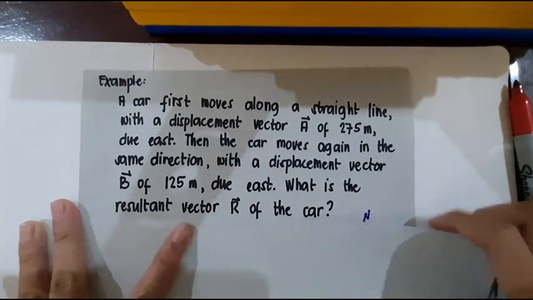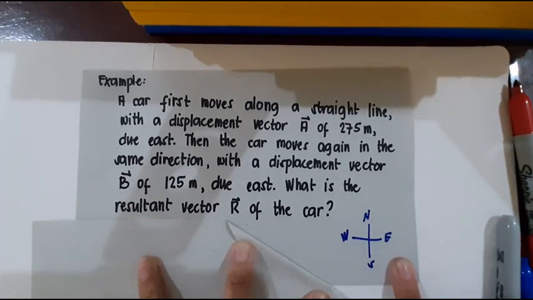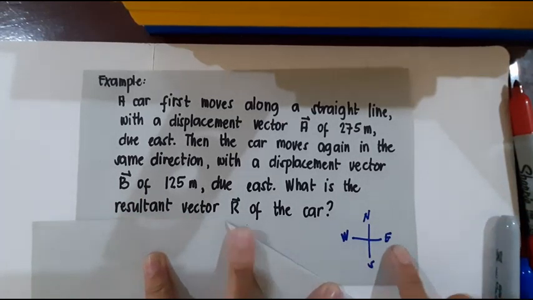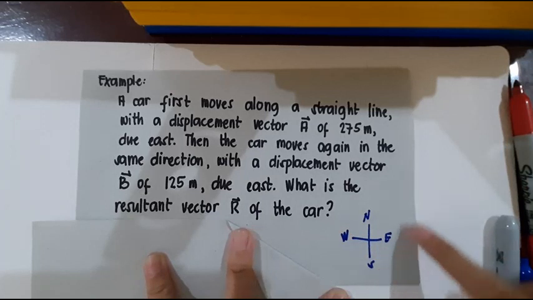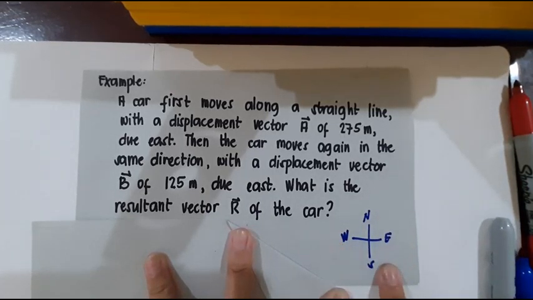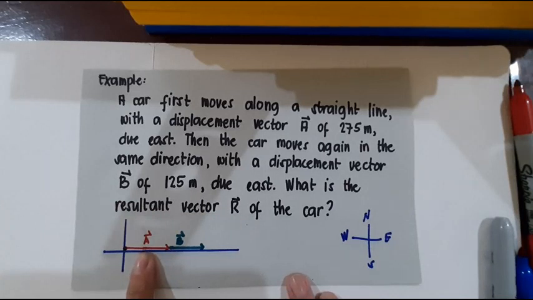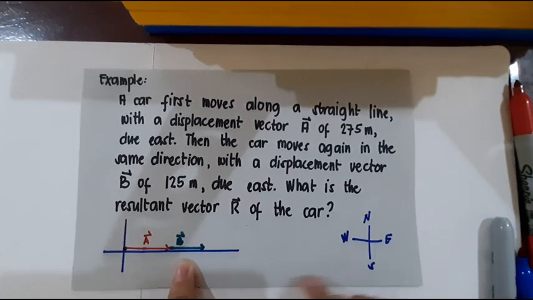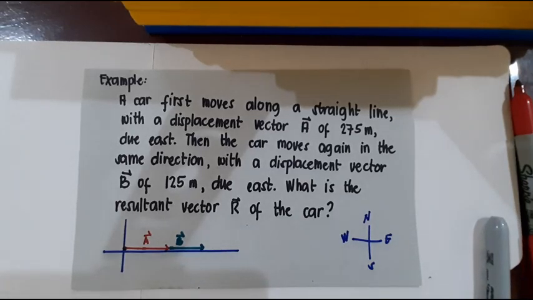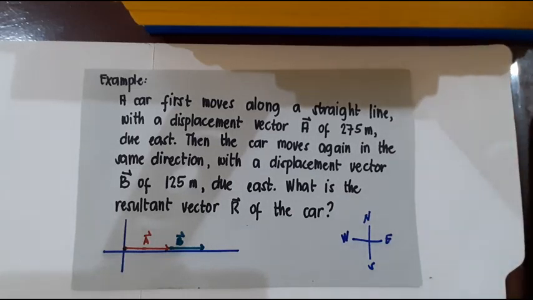Okay, so we have here the directions that we will follow. Call it the NEWS: north, east, west, and south. Since both of the vectors are going east, you can draw it this way. This is vector A, that's 275 meters, and then vector B, 125 meters. So basically, we just use a smaller scale to illustrate the problem. Now, what to do in order to find the resultant vector R?